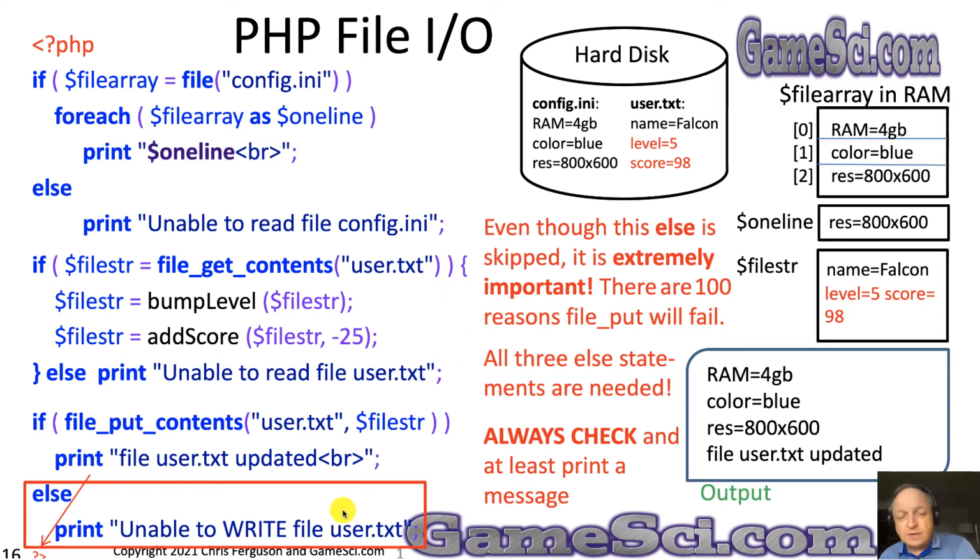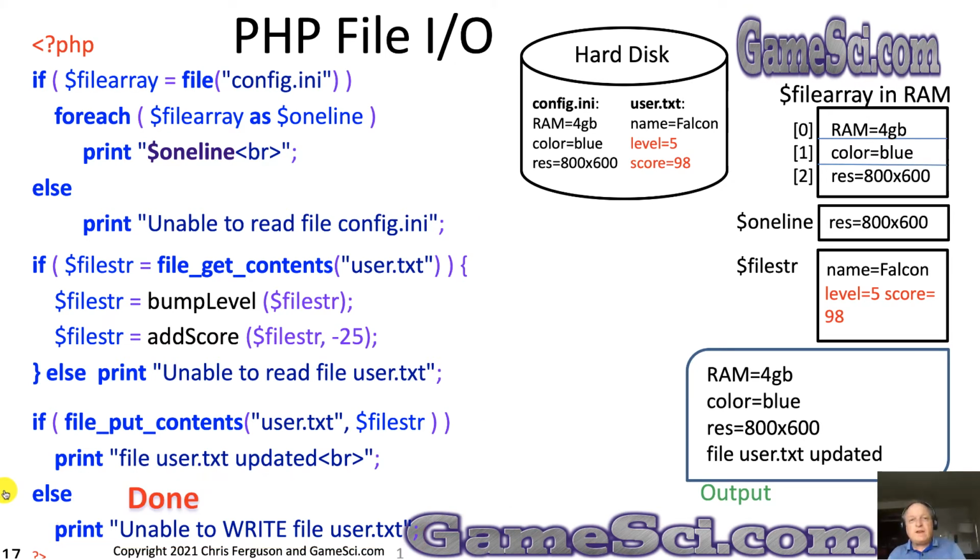All three of the else statements in this example, the else here, and the else there, they're all doing much needed error checking. You should always check and at least print an error message when a file operation fails. There you have it. Those are two functions that read the entire file at once and another function that writes the entire file back out to disk.